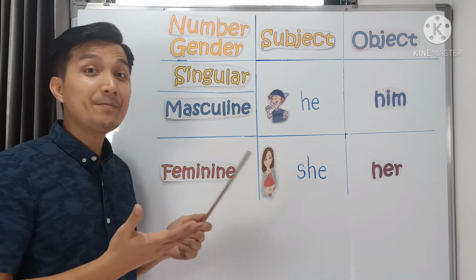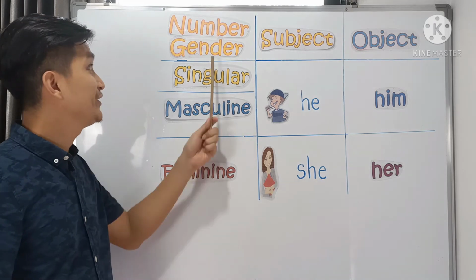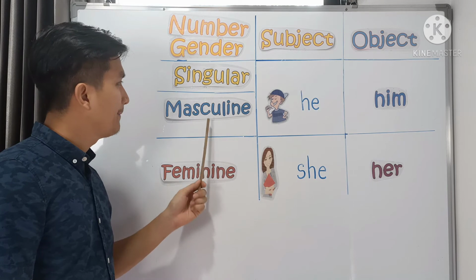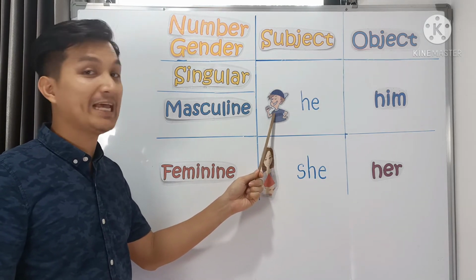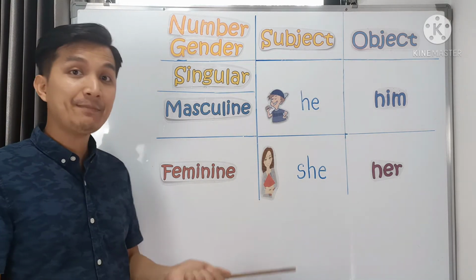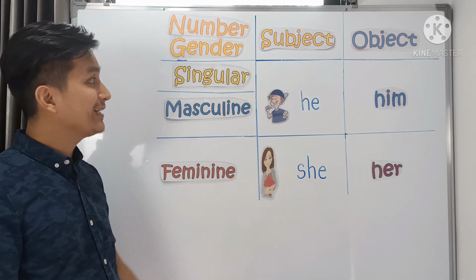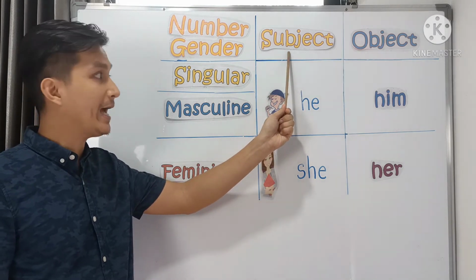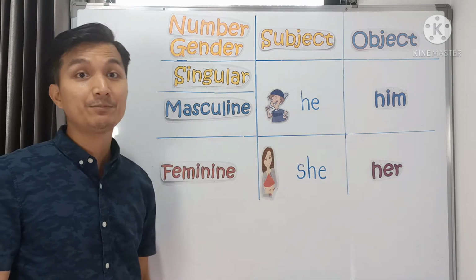Number means the number of a person in a sentence. And gender means masculine and feminine. Masculine for a man, or in layman's terms, a boy. And feminine for a female. In layman's terms, a girl. And we talk about he, she for subjective pronoun, and him, her for objective pronoun.